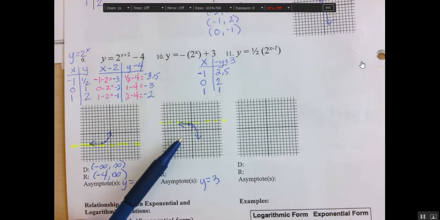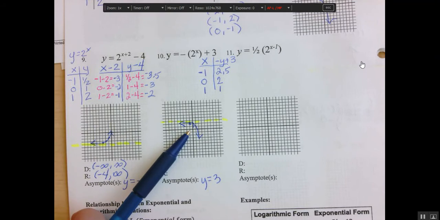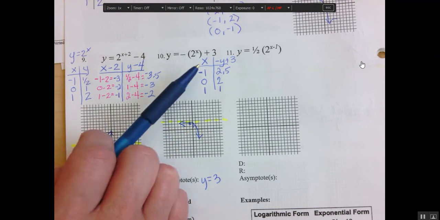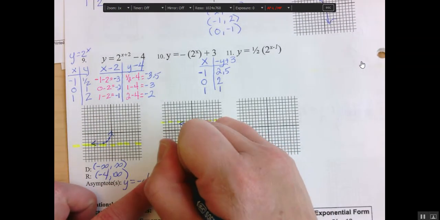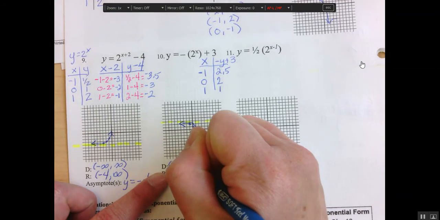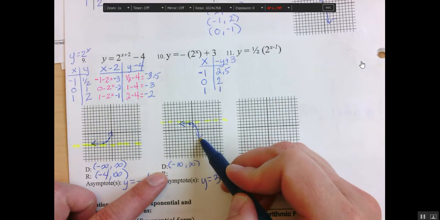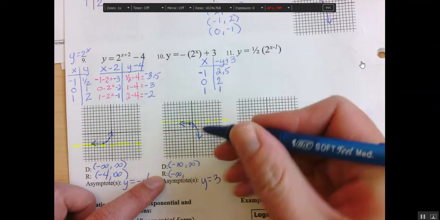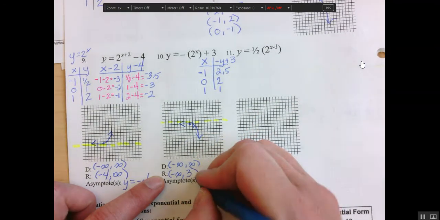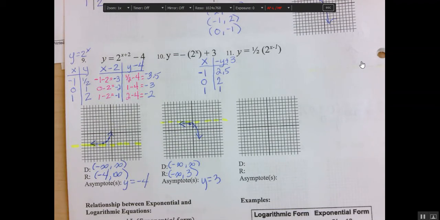So how come the graph is below the asymptote this time? Because of the negative, right? That reflected it. So this time, my domain is the same, but my range starts where? Negative infinity up to what? 3. Okay, questions on that one before we do the last one?